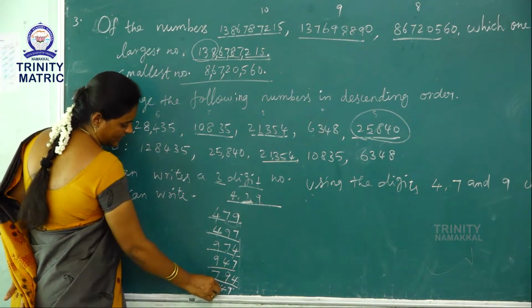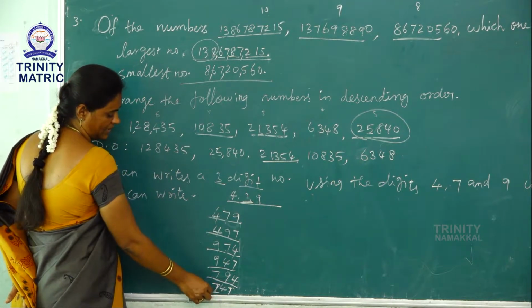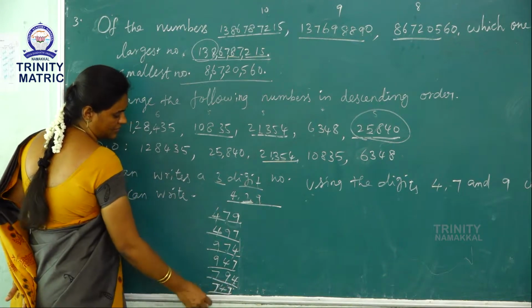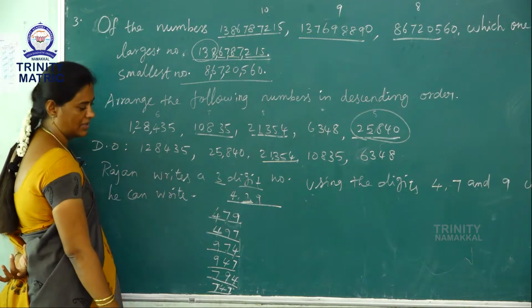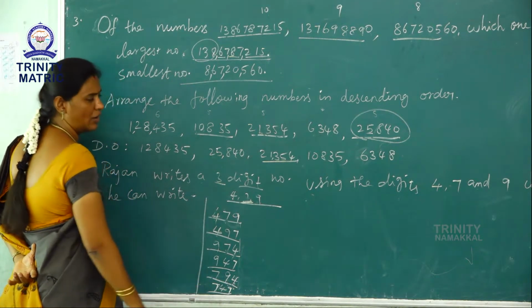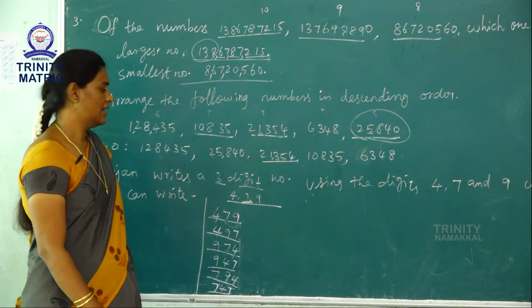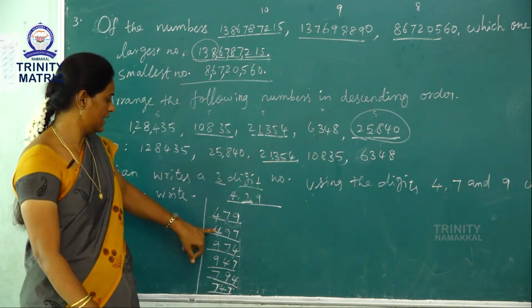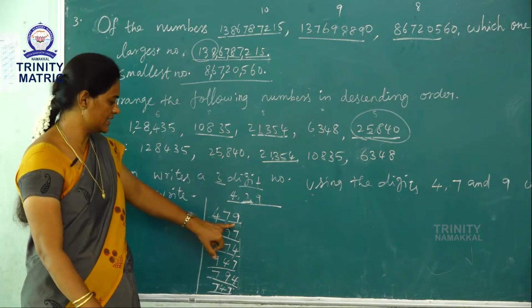Again you keep this 7 as it is. Just you interchange this 4 and 9. That is it comes 749. This is the possible order to write using the 3 digits. That is 479. This 4 you keep as it is, interchange the numbers.